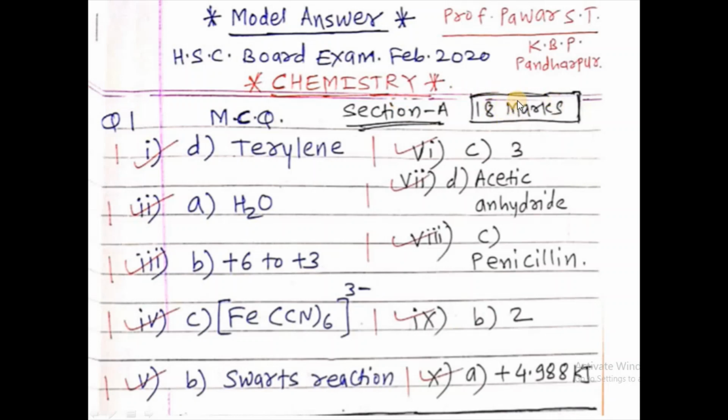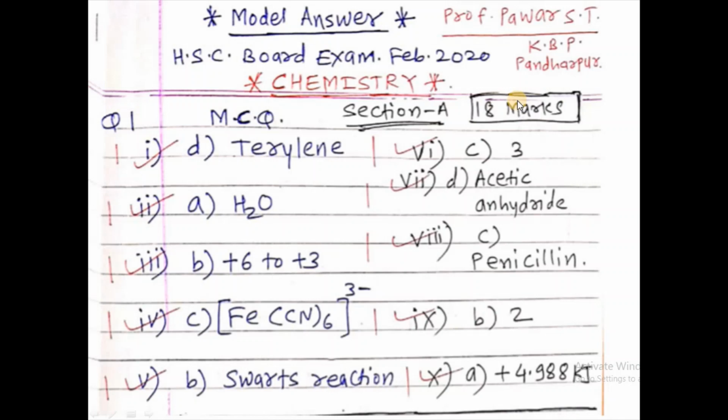And section B contains question number 3 to question number 14. Total 12 questions are there, and you have to attempt only 8 questions, 2 marks each. Section C contains question number 15 to question number 26. Total 12 questions again, 3 marks each, and you have to attempt again 8 questions.